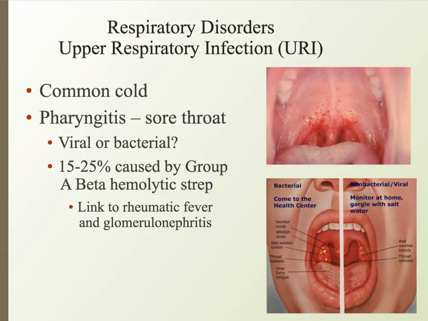So common upper respiratory infections are going to be your common cold, which is typically a virus, pharyngitis or your sore throat, or strep throat. Okay. Most upper respiratory infections are viral. Most kids with these things have discomfort from a stuffy nose.